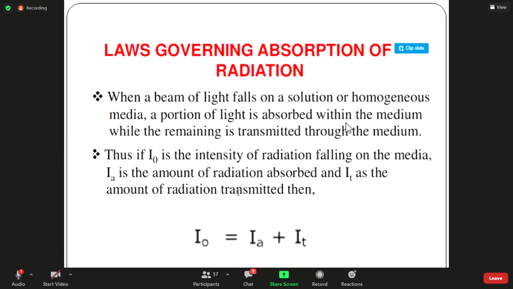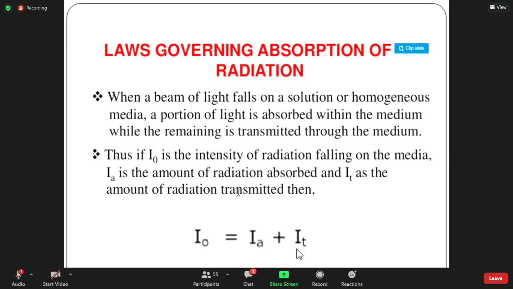Now, what are the laws governing this radiation? When a beam of light falls on a medium, part of that light is absorbed within the medium, and the remaining portion is transmitted through the medium. If I write the incident intensity as I naught, IA is the amount of radiation absorbed, and IT is the amount of radiation transmitted. So obviously I can write the equation: I naught must be equal to IA plus IT.